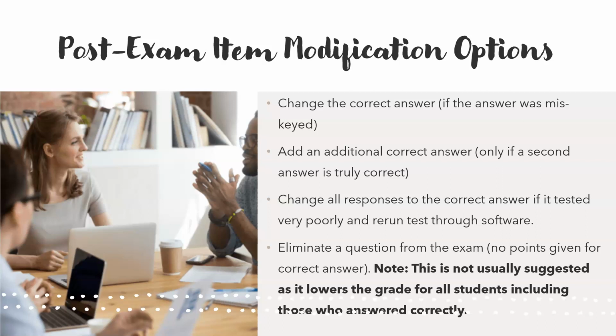Now, what psychometricians will tell you is that you should eliminate a question from the exam if it tested poorly. I will tell you what that means. No points are given. People that got it correct don't get any points. People that got it wrong don't get any points. However, it's not usually suggested that you do this because it lowers the grade for all students, including those who answered correctly. So, for example, if you had a test of 50 questions and you end up with 47 questions because you decide you're throwing out 3 questions because they didn't test well, that means that instead of the final grade being based on 50 questions, it's now based on 47. Can you see how this would lower the grade for everyone?